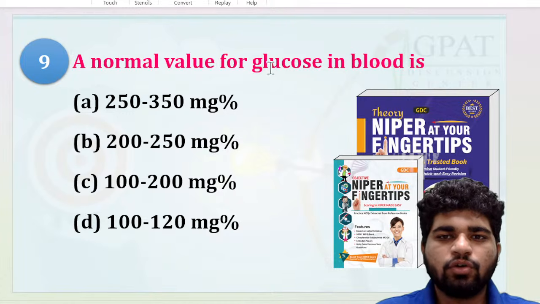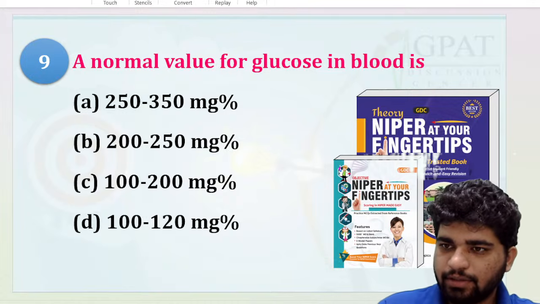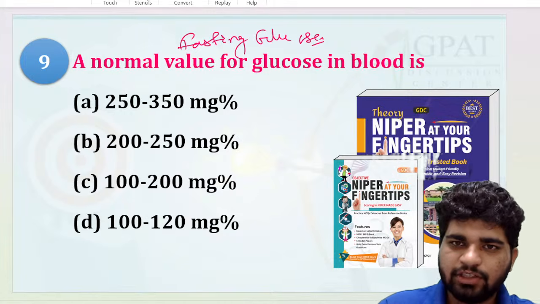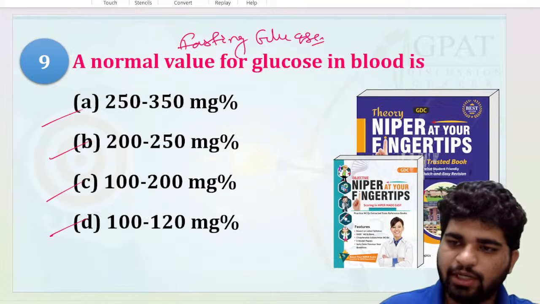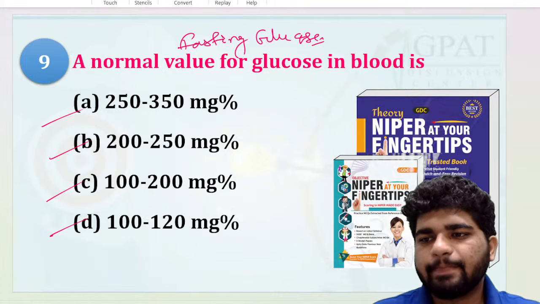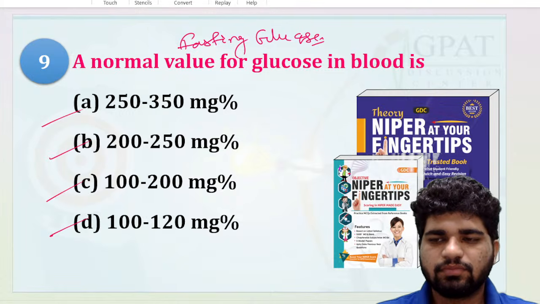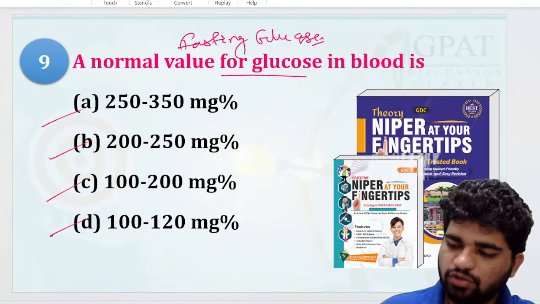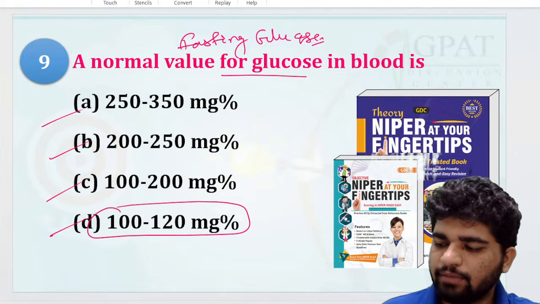A normal value of glucose in blood is what? They are asking fasting glucose, so what is the range? Dikshita, tell me, this is easy, na? 250 to 350 mg, 200 to 250, 100 to 200, or 100 to 120. What's the correct one over here? For normal glucose, that would be around, yes, exactly, 100 to 120 mg percentage.